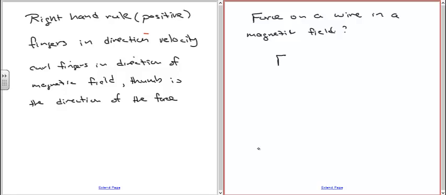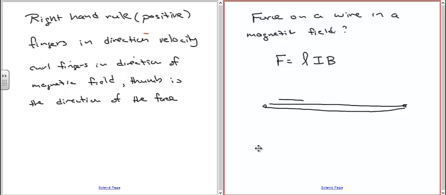Well, if we go back to the previous one, we had velocity. Well, we're not going to measure velocity in a wire, but we are going to measure current, and we're going to measure magnetic field. And the only other thing we have is the length of the wire. So if you've got a wire, and here's the current flowing through the wire, the current's going this way. And let's say the magnetic field is going into the board this time, into the screen.